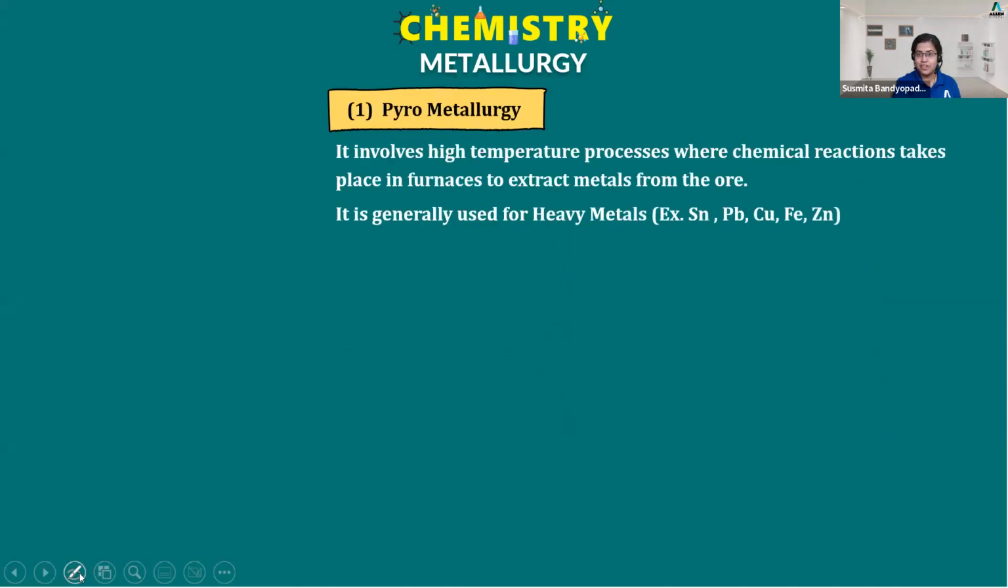Pyrometallurgy, we'll use furnaces for that. You need high temperature. I've seen pyrometallurgy happening. I told you, an iron and steel plant, my father. I've seen it. It's such a huge furnace. It involves high temperature processes. Pyro comes from the word heat.